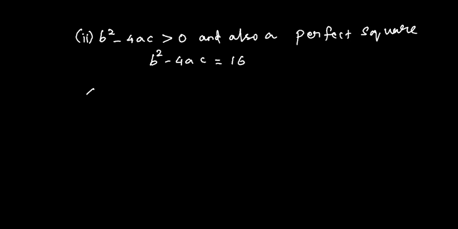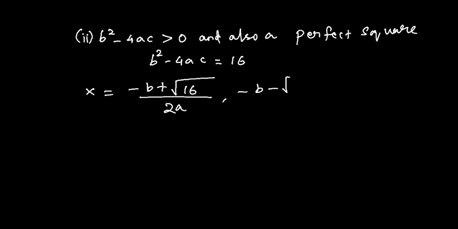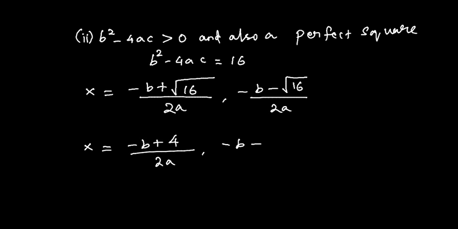Now again we can take the two roots of a quadratic equation, that is negative b, positive square root of b square minus 4ac over 2a, but here the value of b square minus 4ac is 16. Negative b, negative root 16 over 2a. So x is equal to negative b, positive the square root of 16, which is 4, over 2a, and negative b, negative the same thing, the square root of 16 is 4, over 2a.